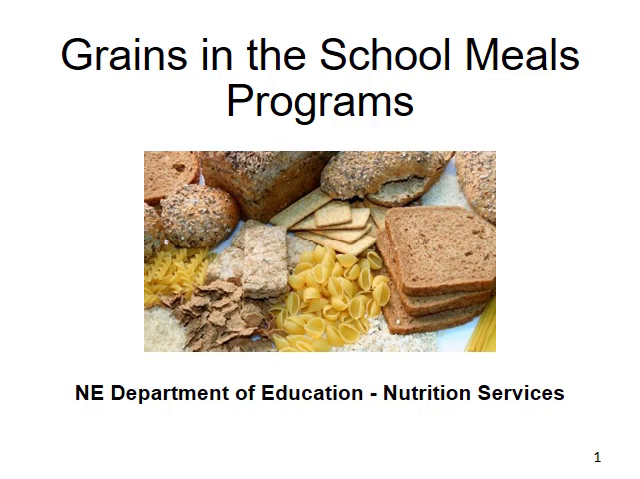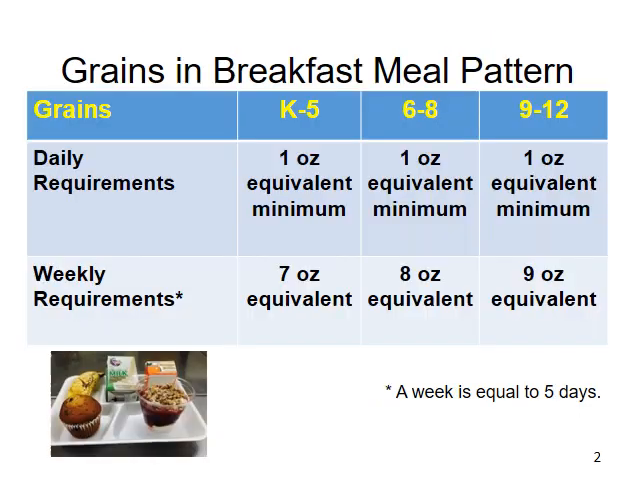Let's review the daily and weekly requirements first. The daily requirement for breakfast is a 1 ounce equivalent for grades K through 12, and the 5-day weekly requirement for grades K through 5 is 7 ounce equivalents, grades 6 through 8, 8 ounce equivalents, grades 9 through 12, 9 ounce equivalents. The weekly requirements provide the menu planner flexibility, but for schools that need to plan a menu for grades K through 12, by offering 2 grains daily, you will be in compliance for all grades.